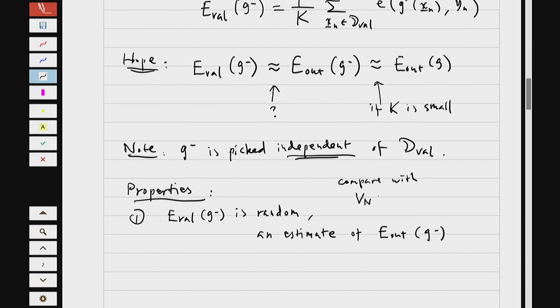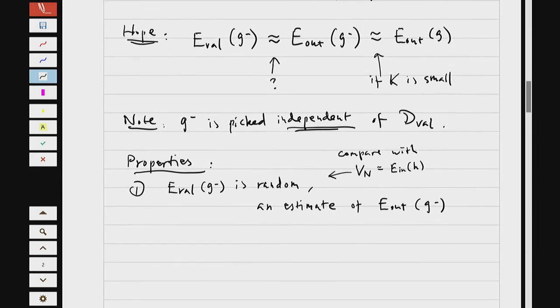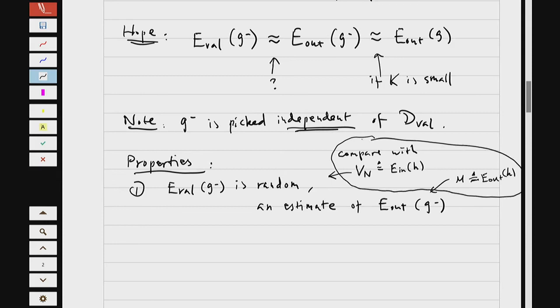Remember we defined Vn equals E in of h, where h is independent of the data set. That Vn is also an average over the sample points. And then the E out is the same, it's mu. Previously we just called this mu, we said mu is actually E out of h. I'm just trying to draw a connection with the kind of analysis that we have already seen before.